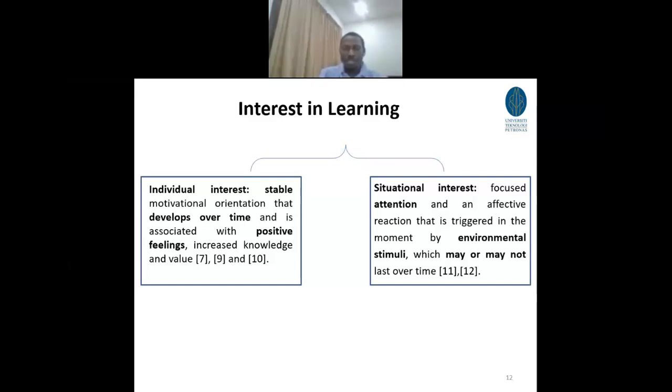Then definitely the other challenge would be how to maintain it. For example, if you have a class of 1 hour, it may not be easy to maintain the situational interest for 1 hour. It could be like 15 minutes, then they might lose their concentration, then you need to get them back by doing something else. So this is like a continuous process.